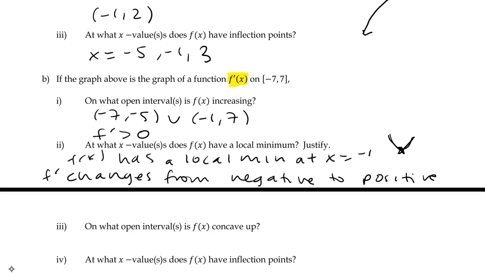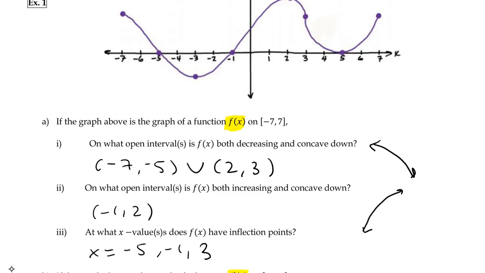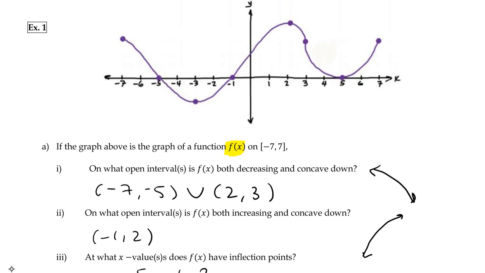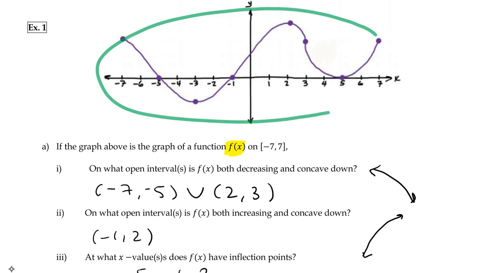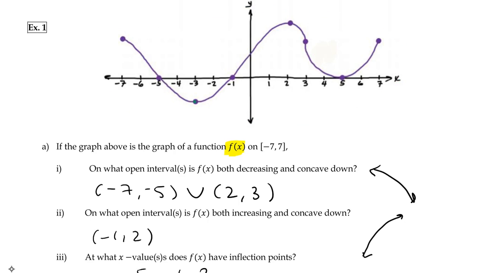Okay, concave up. Look at your graph. How do we know concave up if we're given f prime? If you remember, it's when f prime is increasing. This is the graph of f prime. Where is this increasing? It's increasing from -3 to 2 and from 5 to 7.